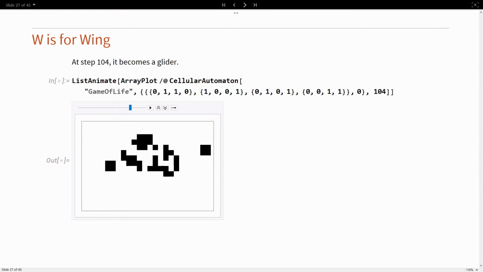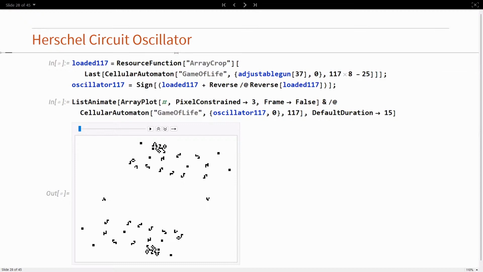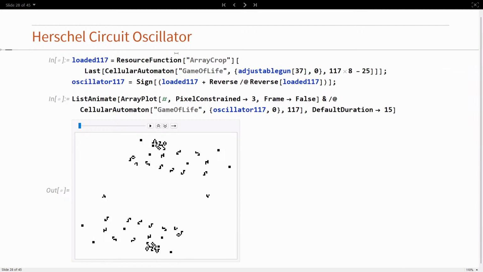And all of these signals have many different conversions, but they're also used for linking circuits together. For example, here is a Herschel here, Herschel glider, Herschel glider. This is an oscillator here with a period of 117.